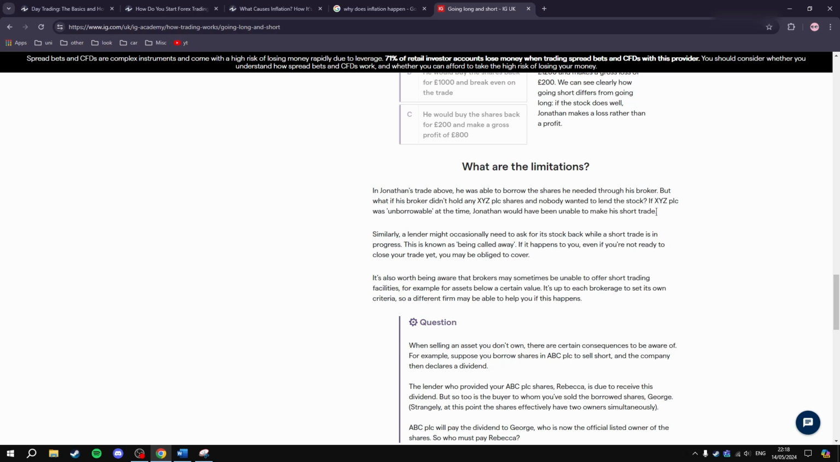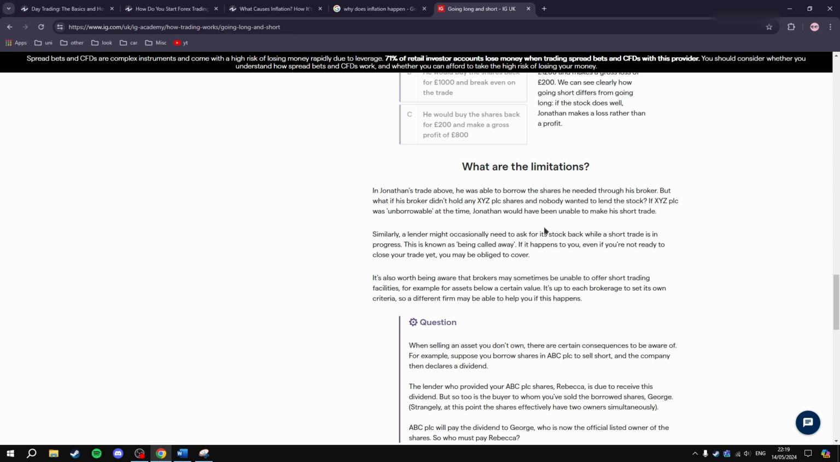What are the limitations? In Jonathan's trades above, he was able to borrow the shares he needed through his broker. But what if his broker didn't hold any XYZ PLC shares and nobody wanted to lend the stock? If XYZ PLC was unborrowable at that time, Jonathan would have been unable to make his short trades. Similarly, a lender might occasionally need to ask for its stock back while a short trade is in progress. This is known as being called away. If it happens to you, even if you're not ready to close your trade yet, you may be obliged to cover. It is also worth being aware that brokers may sometimes be unable to offer short trading facilities, for example for assets below a certain value. It's up to each brokerage to set its own criteria, so a different firm may be able to help you if this happens.